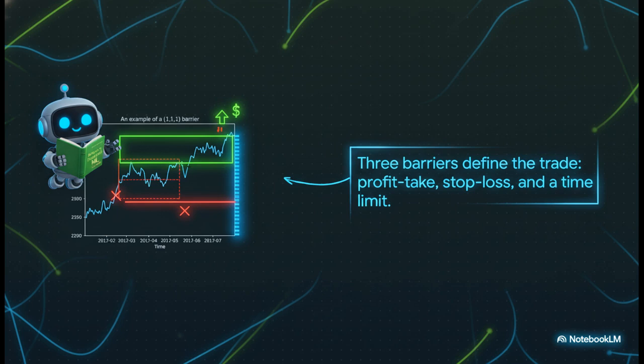It adapts. And that third barrier, that vertical one, that's basically a timeout. If the price just meanders and doesn't hit your profit or stop loss after a while, you just get out. It's exactly how real traders manage their risk.